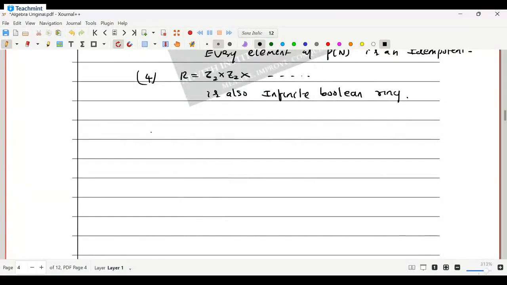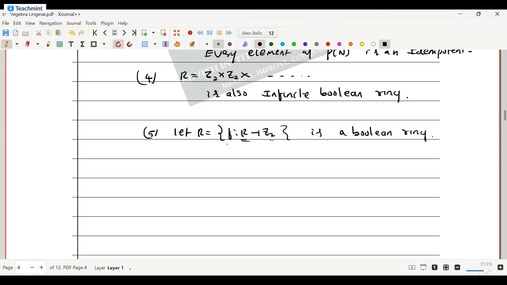Next one, suppose let R is equal to set of all functions from R to Z2, sir. R to Z2 is a Boolean ring, where R is the real number system and Z2 is also a Boolean ring. ఎందుకు Boolean ring అవుతుంది? So consider it with respect to component wise, so function component wise addition and component wise multiplication, sir.